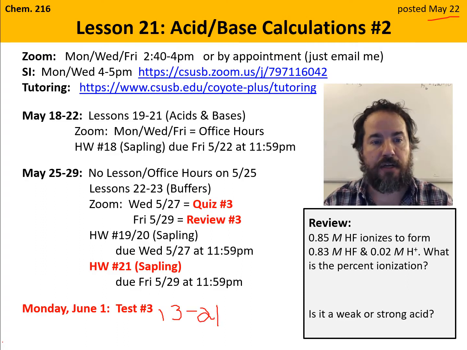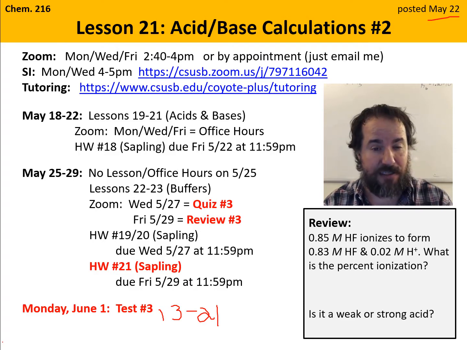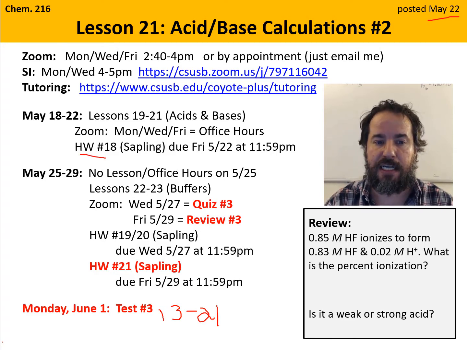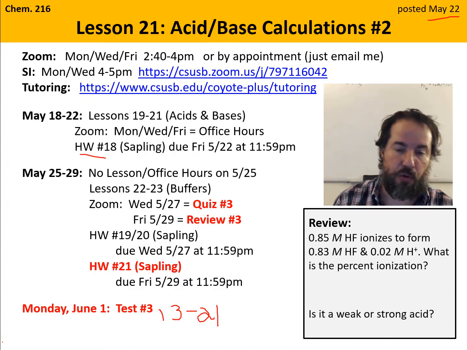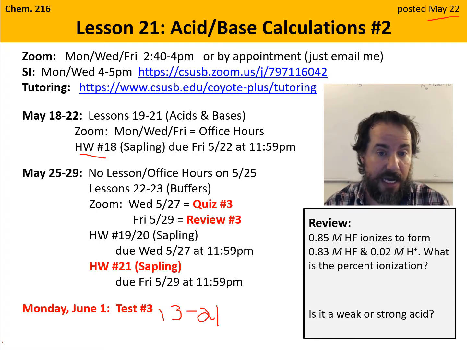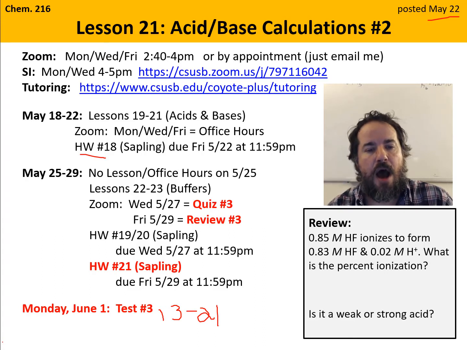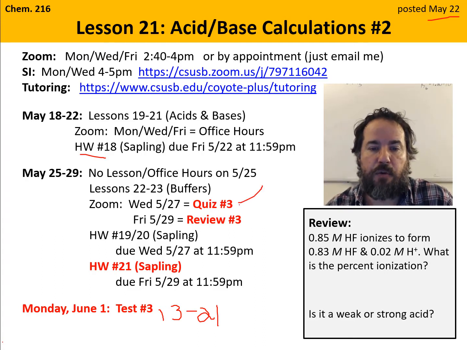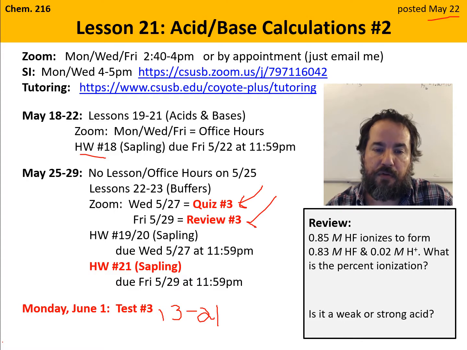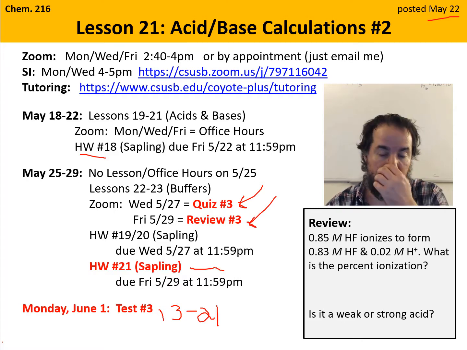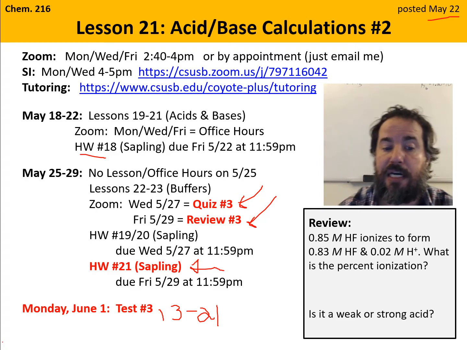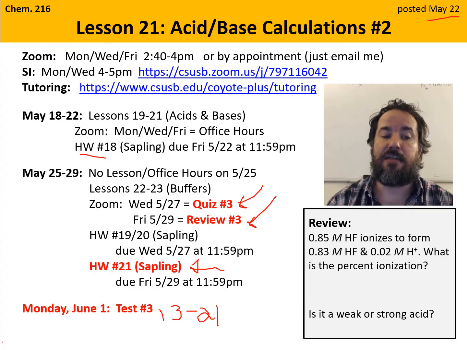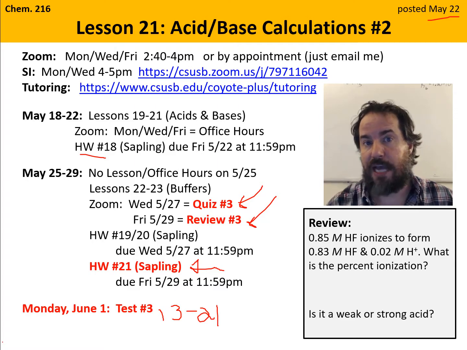All right, so on the day this is posted, homework number 18 is due. Next week, May 25th through 29th, is a little bit short because of Memorial Day on Monday, so nothing's going to happen then. But on Wednesday, we have quiz number 3, review 3 on Friday, and then homework number 21 is due via Sapling on Friday, May 29th. Test number 3 is Monday, June 1st via Sapling.